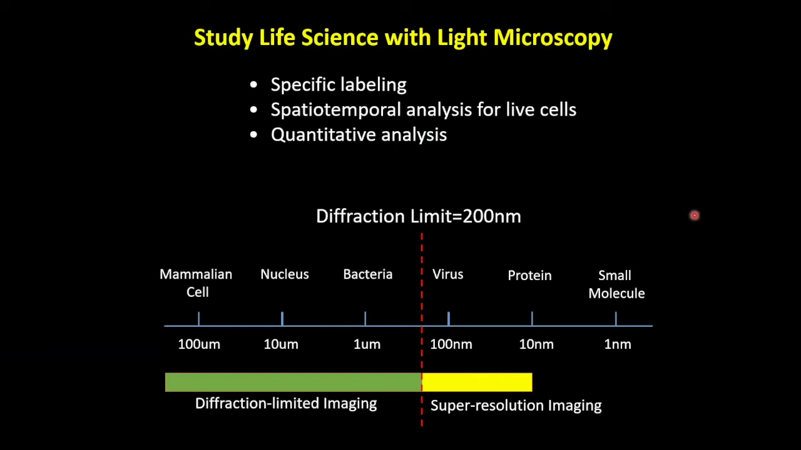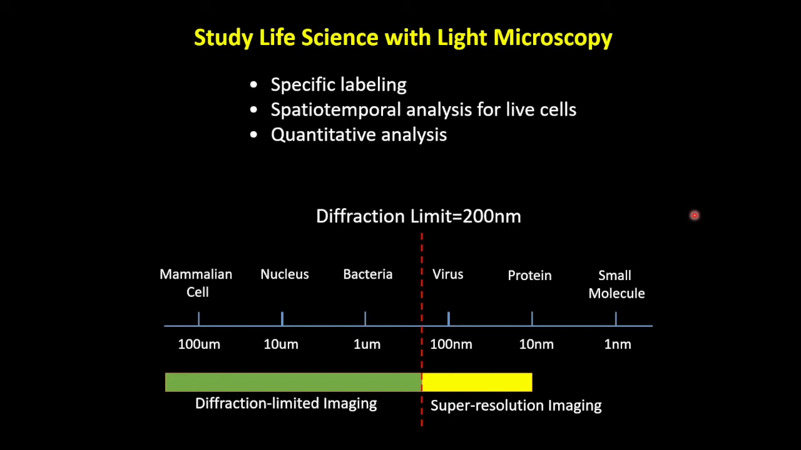Studying life science with light microscopy has many advantages. For example, it can provide specific labeling for certain proteins, RNA, or even DNA, and can also do live cell imaging, providing spatial and temporal information about a biological process. It's also easier to do quantitative analysis, which is missing in electron microscopy.